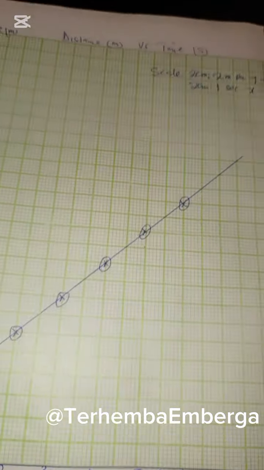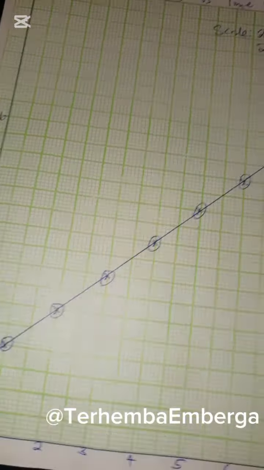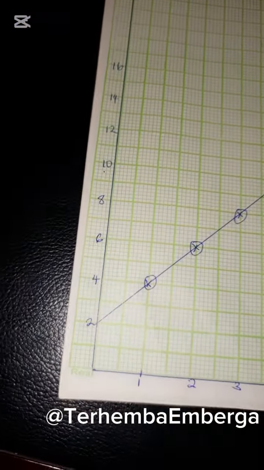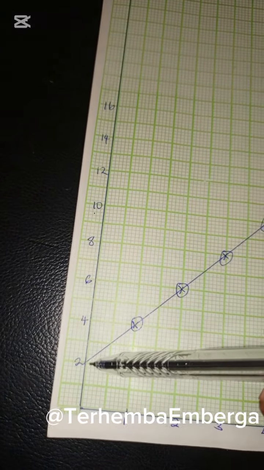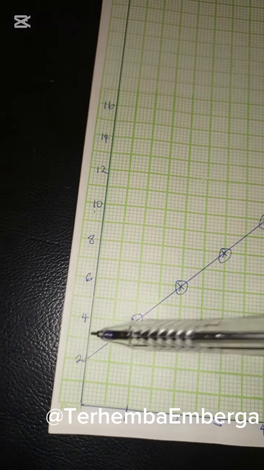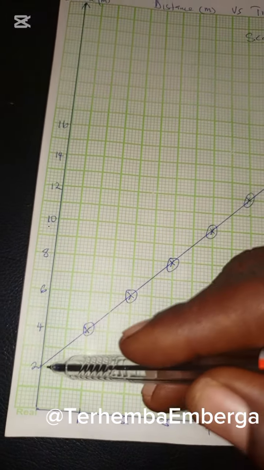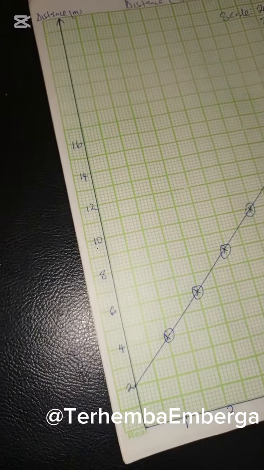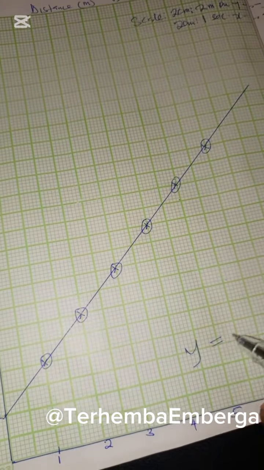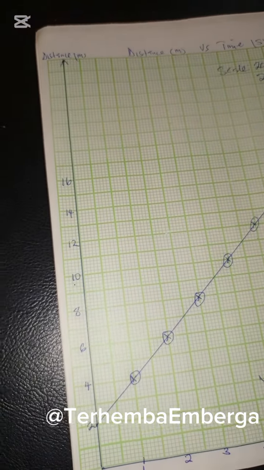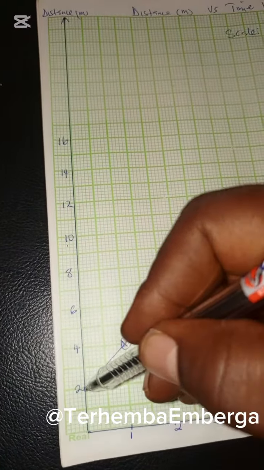After plotting these values, we have the best line of fit, and this time the graph is not starting from the origin. We have the intercept where the best line of fit meets the y-axis. We read it, and at this point y is equal to 2 and x is equal to 0.